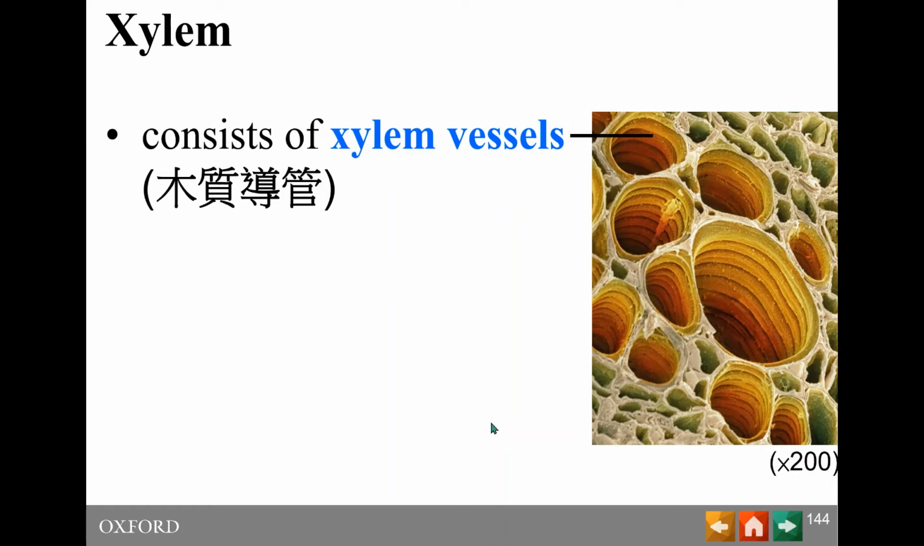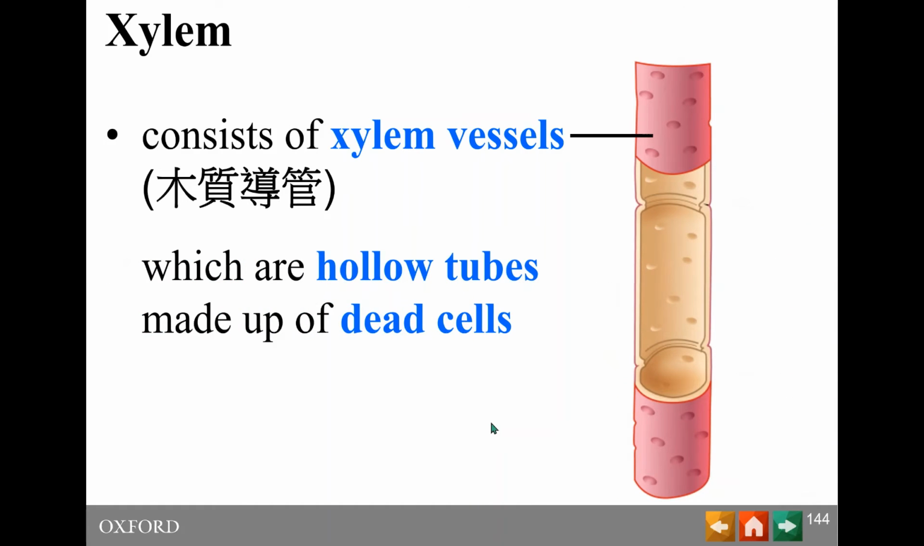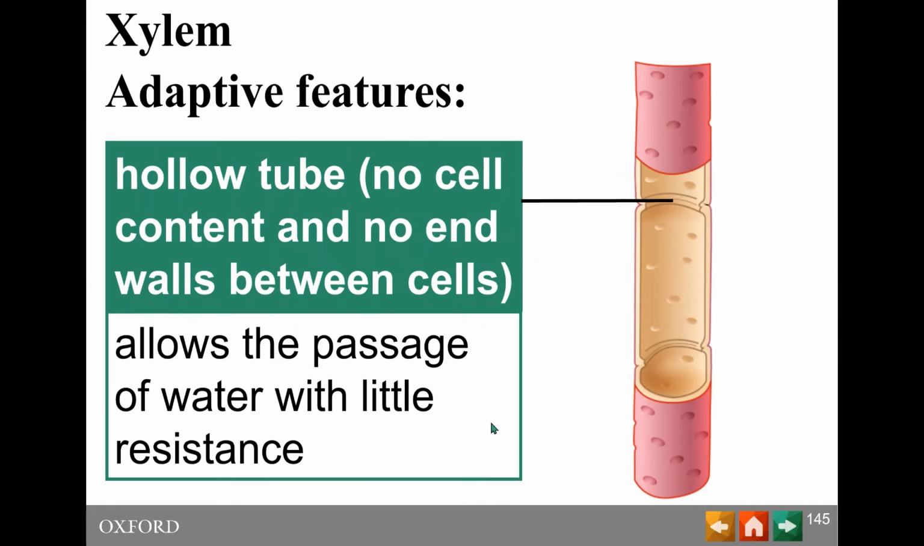Now, first let's look at the structure of xylem. Xylem consists of many xylem vessels. And xylem vessels are basically hollow tubes made up of dead cells, right? So how does this structure adapt to water and minerals transportation? First of all, it's hollow. Since the tube is made of dead cells and it's a hollow tube, there are no cell contents and no end walls between the cells, right? This feature allows the passage of water with little resistance.